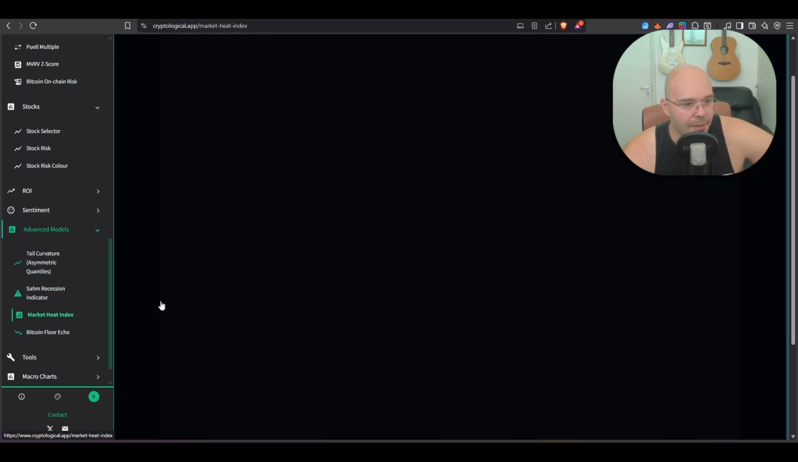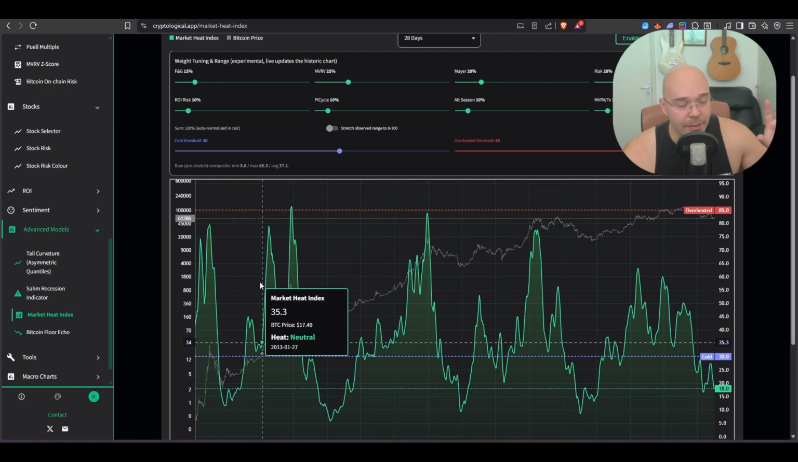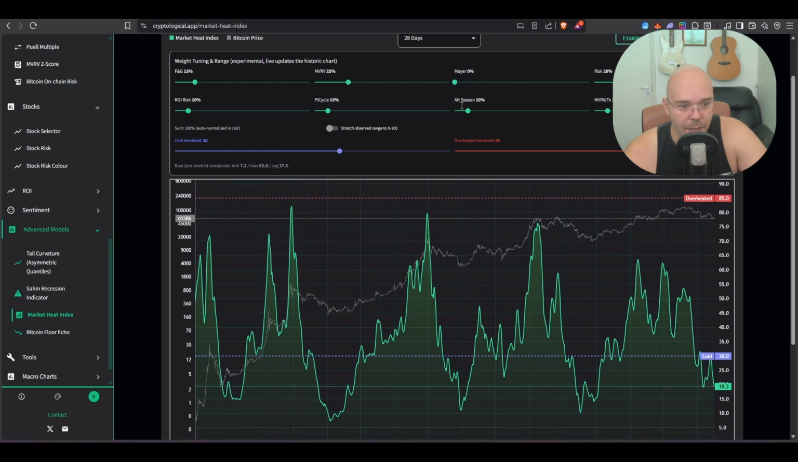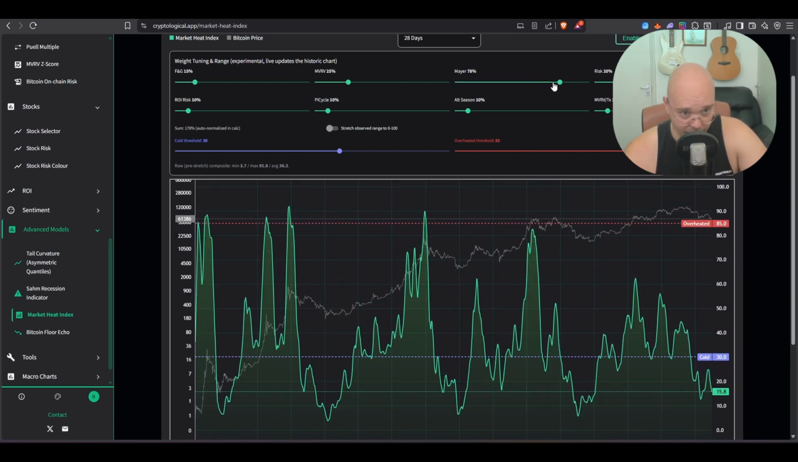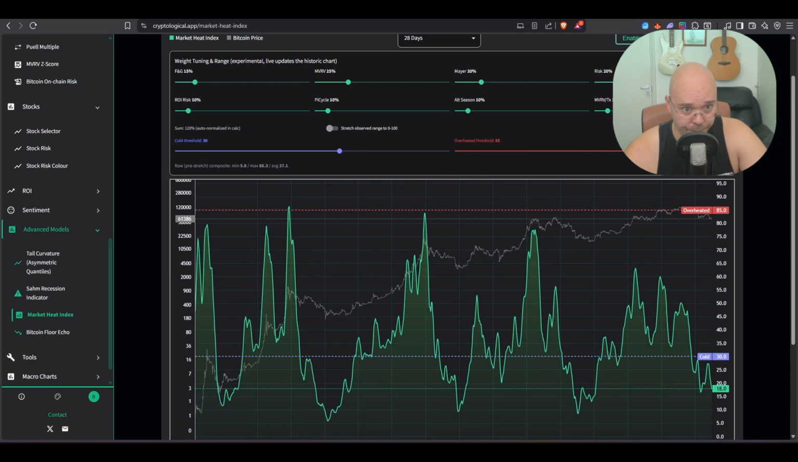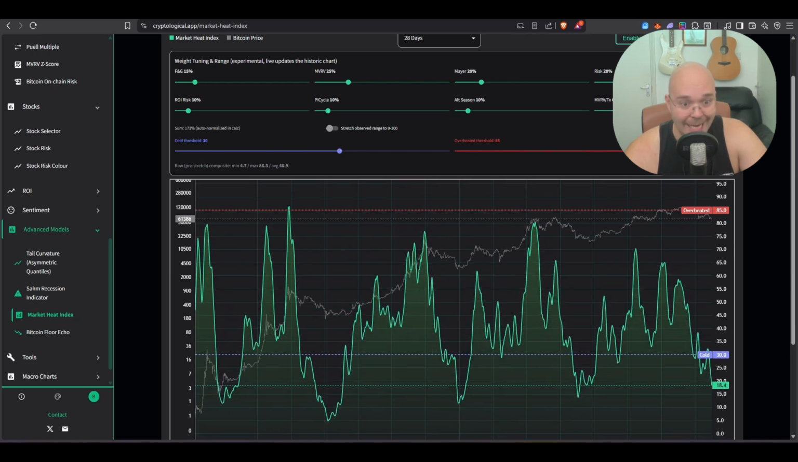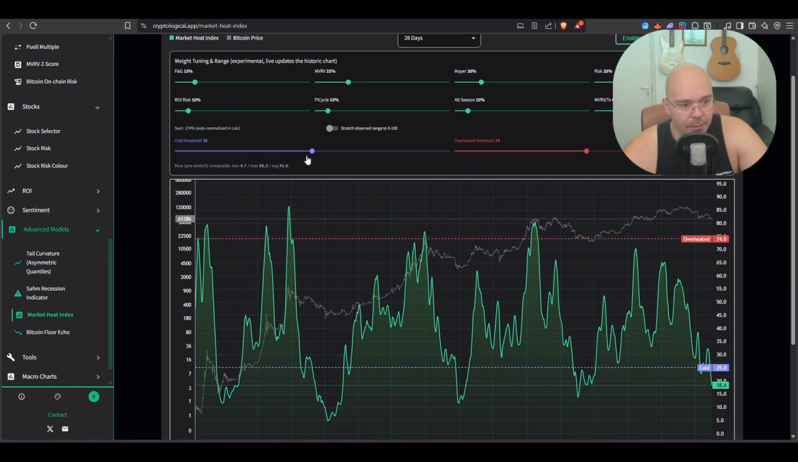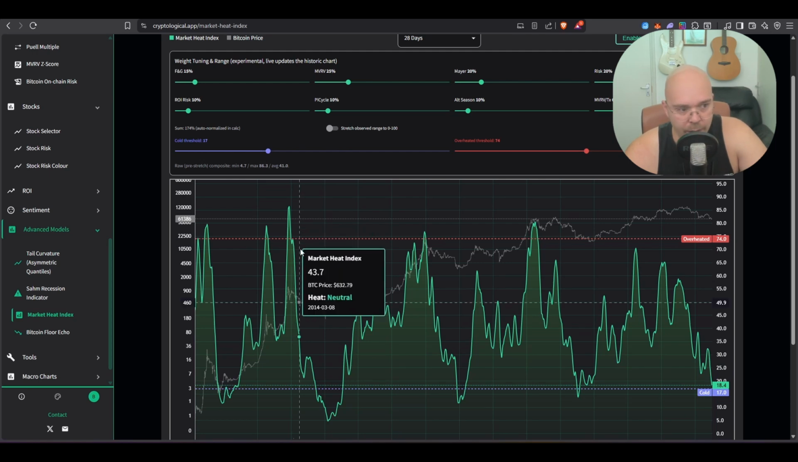SARM recession indicator. This one's cool because it's got a bunch of sliders that adjust it in real time. So if you don't like the Mayer multiple, you can turn that off and the chart's like, okay, I'll ignore that. Otherwise, it takes a weighted average of each of the indicators and puts that into the market heat index. And then you can set the thresholds here of when you want to trigger these set levels of when it's overheated or when it's cool.